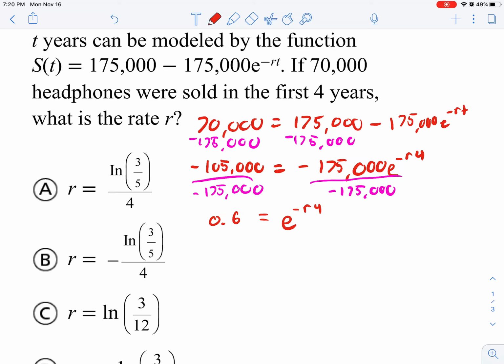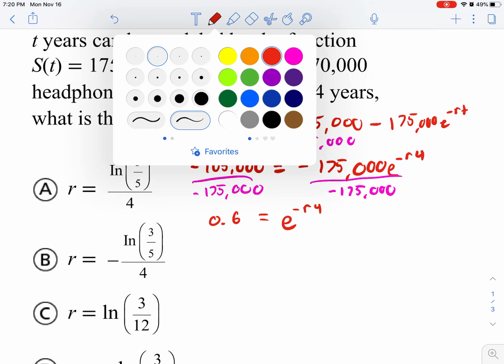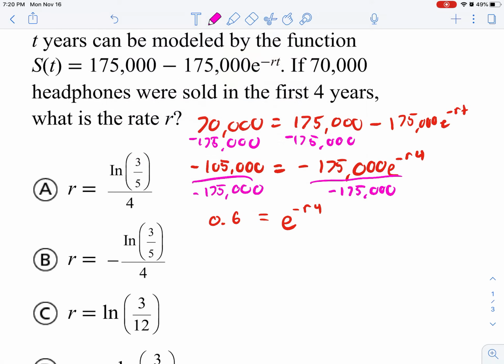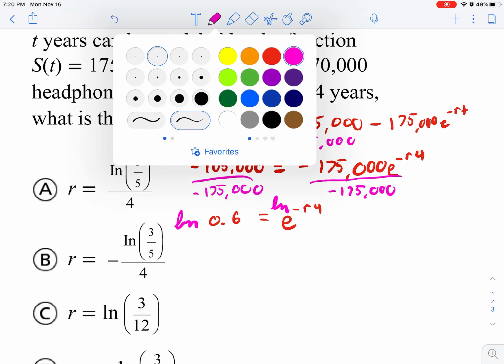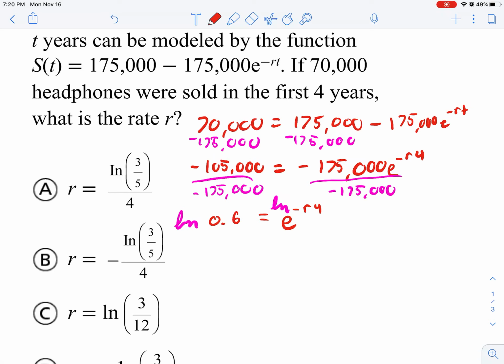So we're ready to do the fancy part, the logarithm part. We are actually going to take the natural log of both sides. We're doing that because we have this e that we want to get rid of. The natural log and e cancel each other out, so on the right side of our equation, we just have negative R times 4 left over, and then we have the natural log of 0.6.